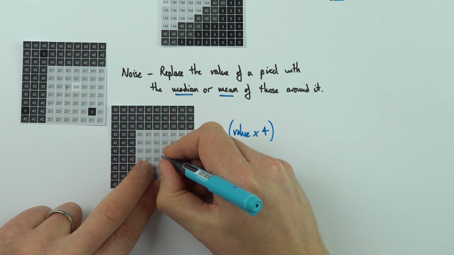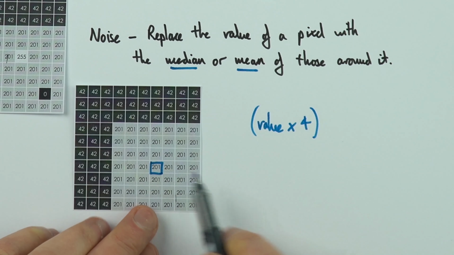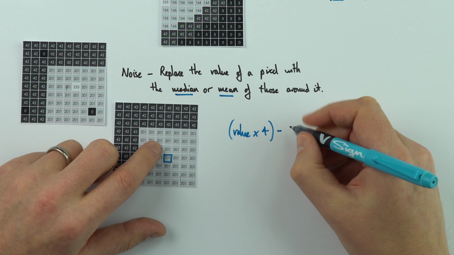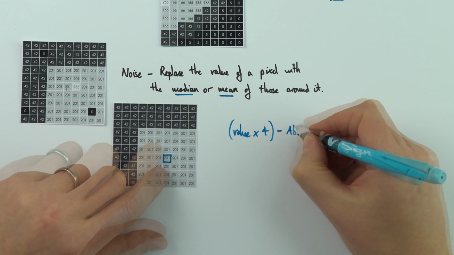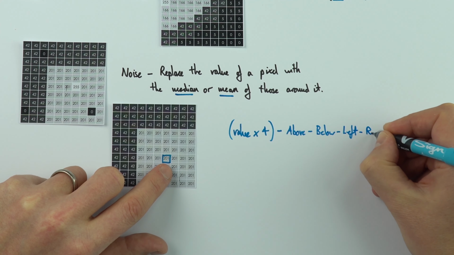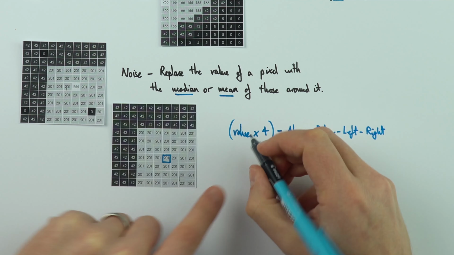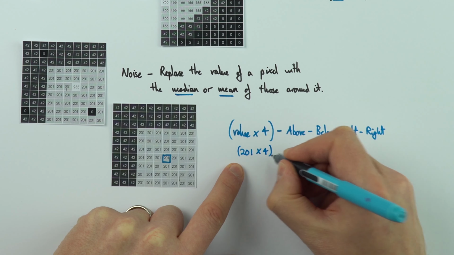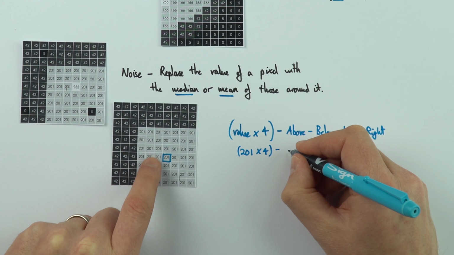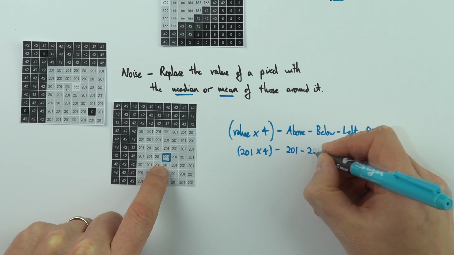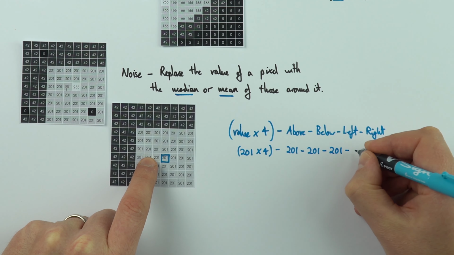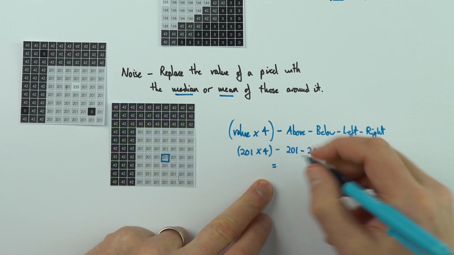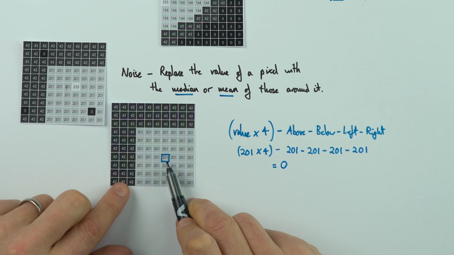So let's imagine we're going to go for this one here first of all. We take the value of the pixel, we multiply it by 4, and then we take away the value of the cell or the pixel which is above it, below it, to the left and to the right. So this one over here, the value was 201. We're going to multiply that by 4, which would be 804. And then we're going to take away 201, 201, 201, and 201. And that means the value we're going to replace that with is equal to 0, which is actually black.